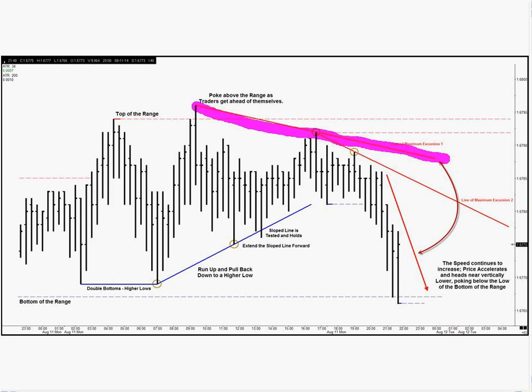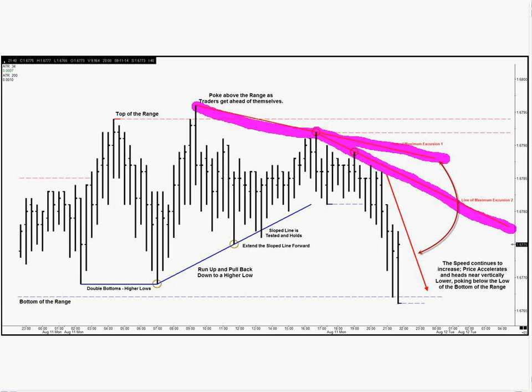We draw on our second line and project it forward, and we see that it's increasing. The speed continues to increase. Take a look. This is the line of force now, by the way. I haven't connected anything. Let me erase that again so you can see that. There you go. This is the line of force. The speed continues to increase.